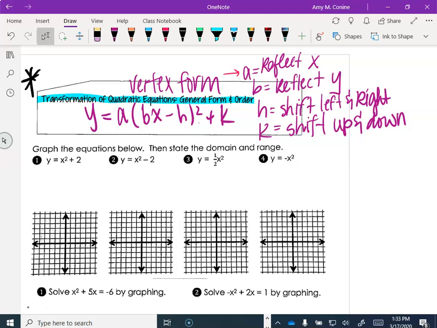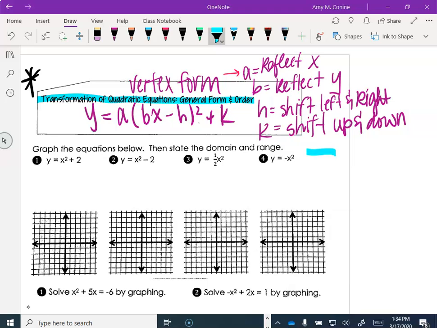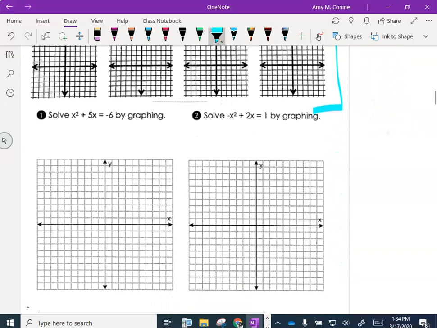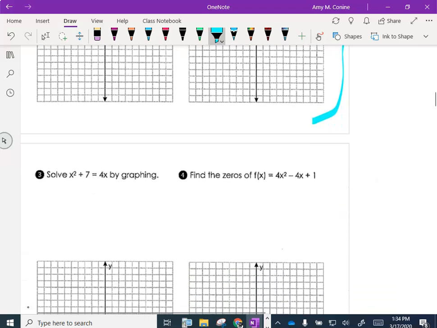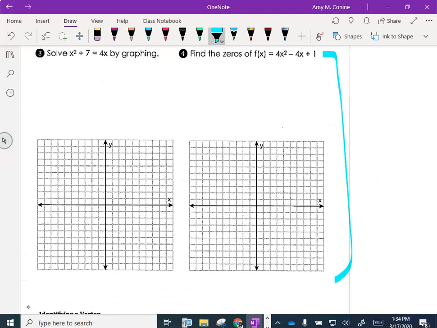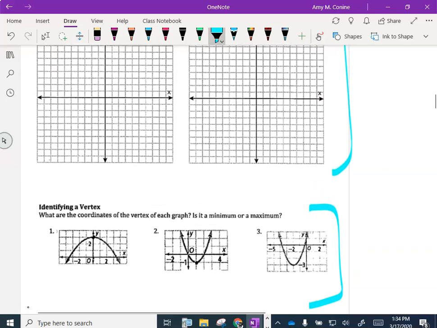So what I need you to do for extra practice is I need you to do this 1 through 4. Your 1 through 4 right here. Okay. Graph the equations and state your domain and range. And then I'm also going to have you do this 1 and 2, 3 and 4, and this last piece right here, the 1, 2, and 3, identifying your vertex.